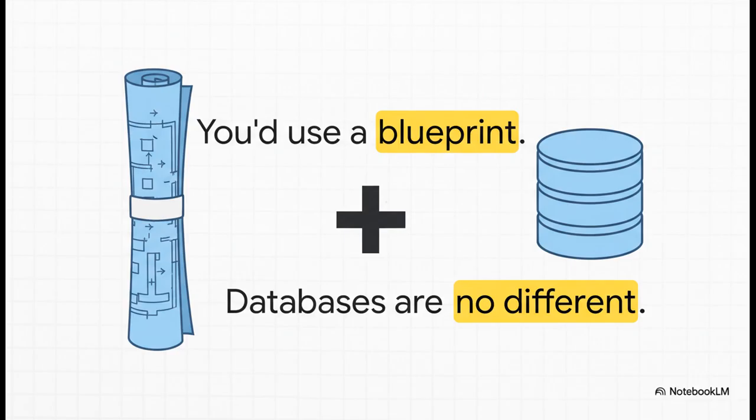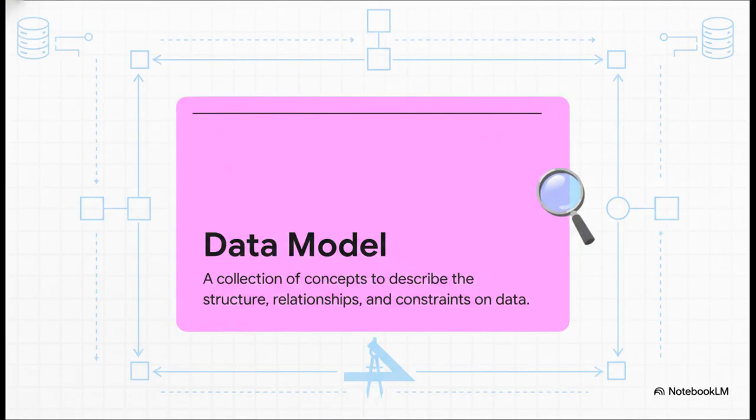Well, guess what? Databases are no different. In fact, they're often super complex systems holding our most important data. So yeah, they absolutely need a solid, thought-out plan before anyone even thinks about writing a single line of code. And that plan? That's our data model. So what is it really? It's basically a collection of ideas that describe the structure of the data, the relationships between different bits of data, and any rules or limits the data has to follow. You can think of it as, literally, the architect's blueprint, but for your data.